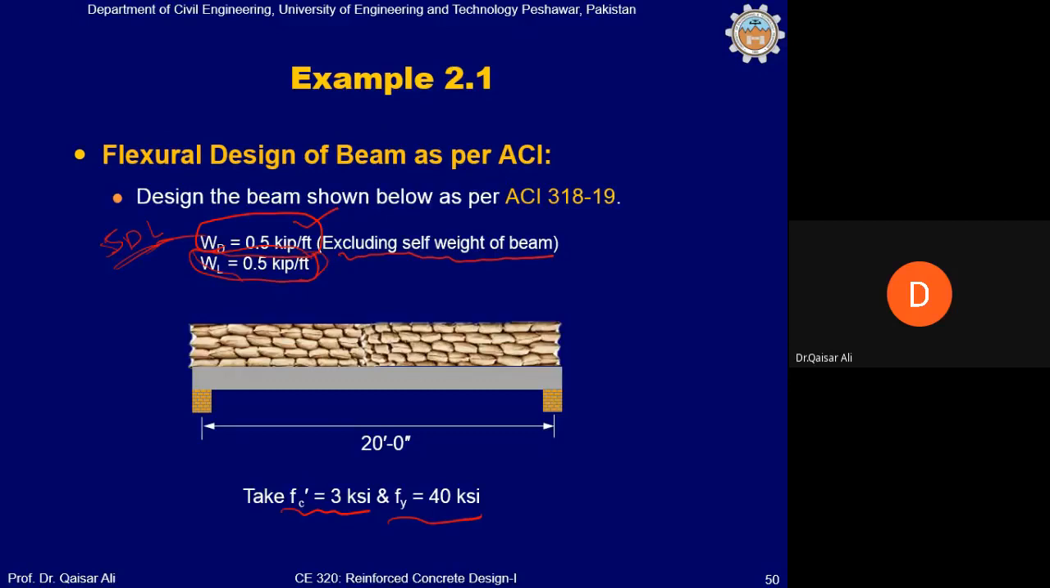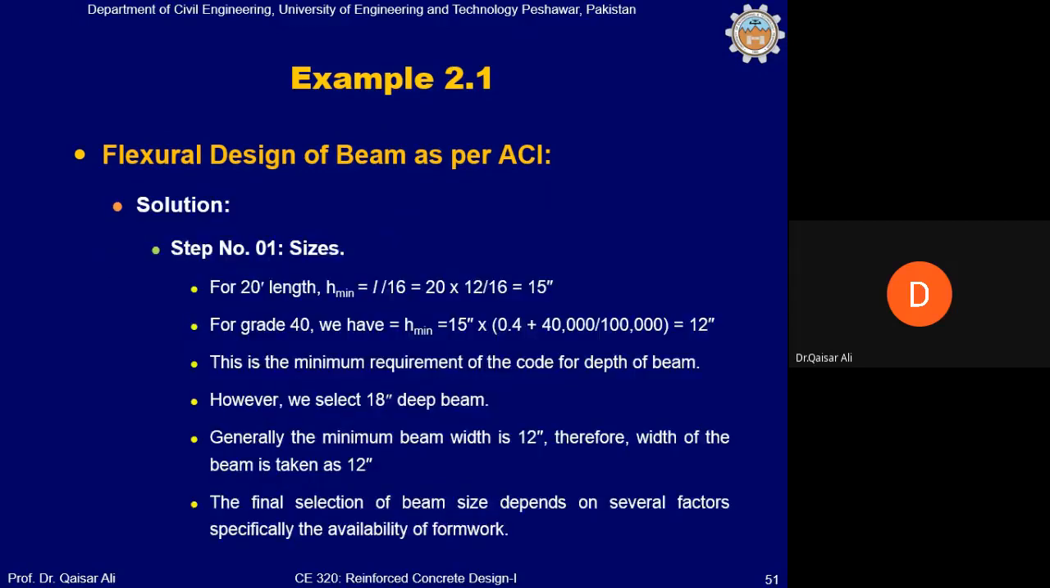You will follow the steps that we discussed in the previous lecture. Step number one, sizes. How to fix the size of the beam? Because if you remember, in the very beginning, I said this very clearly, that the design of a member is determining the size of the member and the quantity of reinforcement in that member. This is called design.